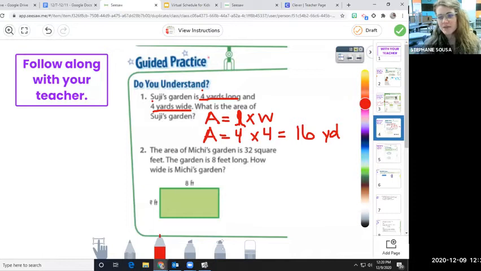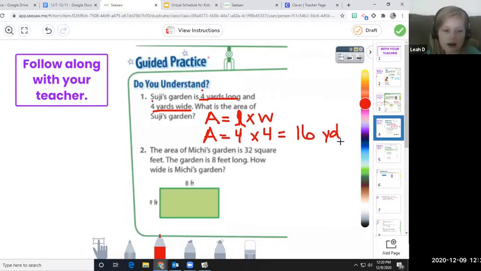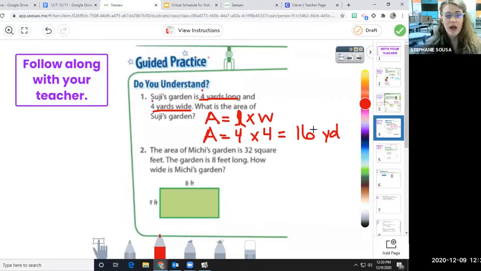What do I always have to have inside of area, guys? What do I always need? Leah. Square. Squared. That is right. Now, here's something funky. I could write 16 square yards. I could also write 16 yards squared.